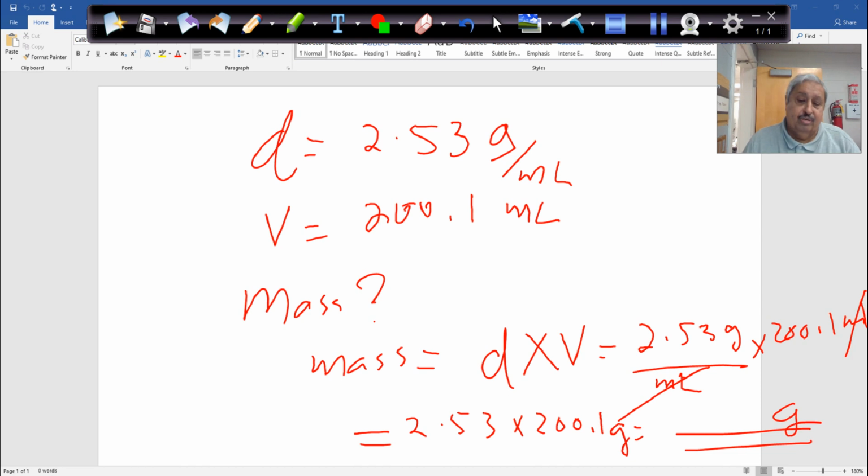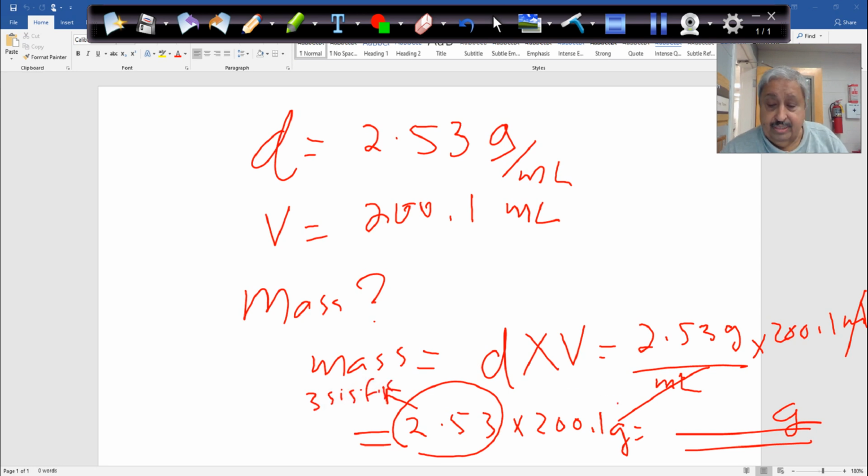How many sig figs? Well, this is 3 sig figs, correct? 3 sig figs. This is 4 sig figs. So your answer has to be what? 3 sig figs. So if you multiply those together, you have to then round the whole thing off to 3 sig figs. So you can calculate this. I'm not calculating, but you get the idea just now. You multiply those together, and then you have to round the whole thing to 3 sig figs. That's the least sig figs, correct? So we are coming slowly.